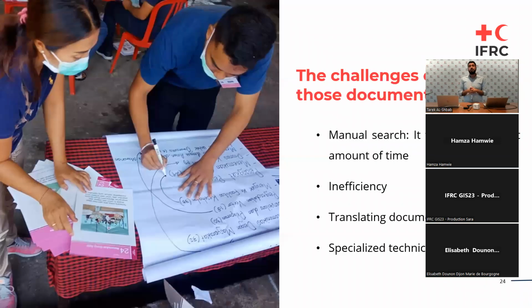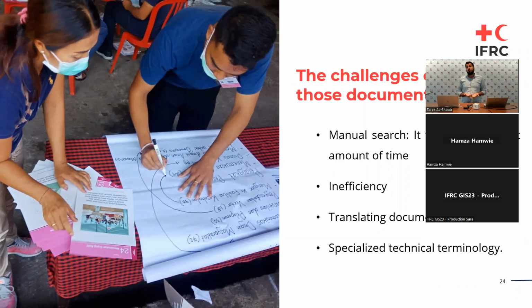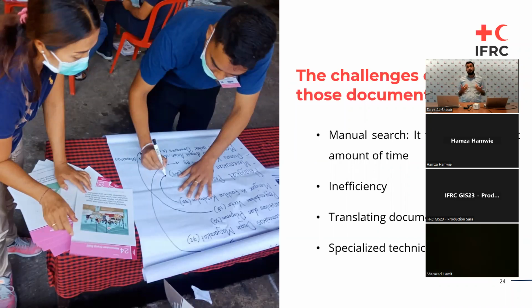Of course, sometimes we do it manually. We just open a PDF of the annual report for some National Society. We start looking manually. We start matching the numbers between what they mention in the annual report and what they have already shared with us on the FDRS. Of course, that's time consuming, and this is not efficient at all.